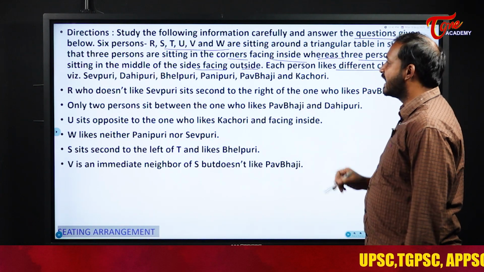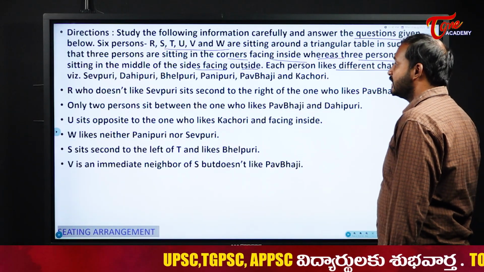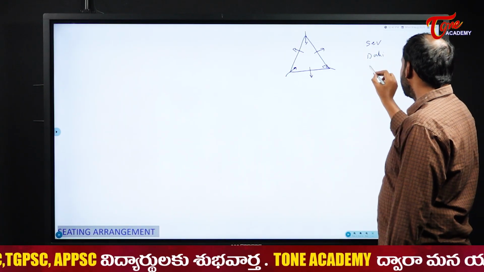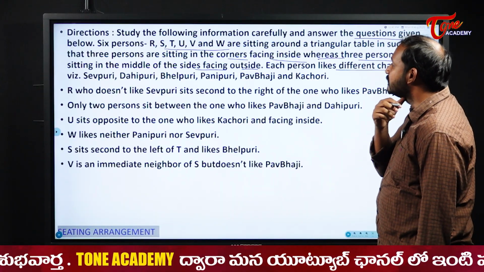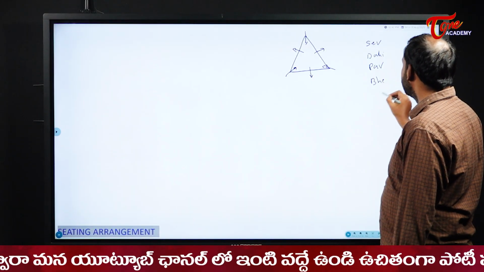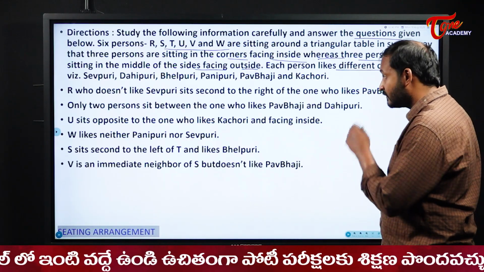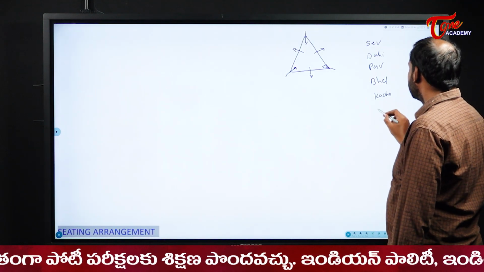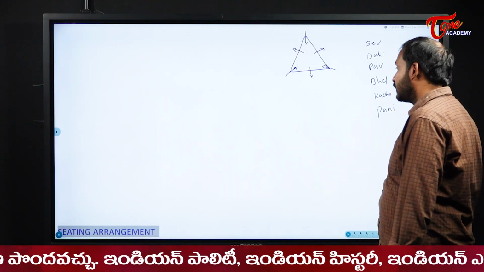Each person likes different chat items: sev puri, dahi puri, bel puri, pani puri, pav bhaji and kachori. So these are the 6 items they have given for us. Now come to the question given.